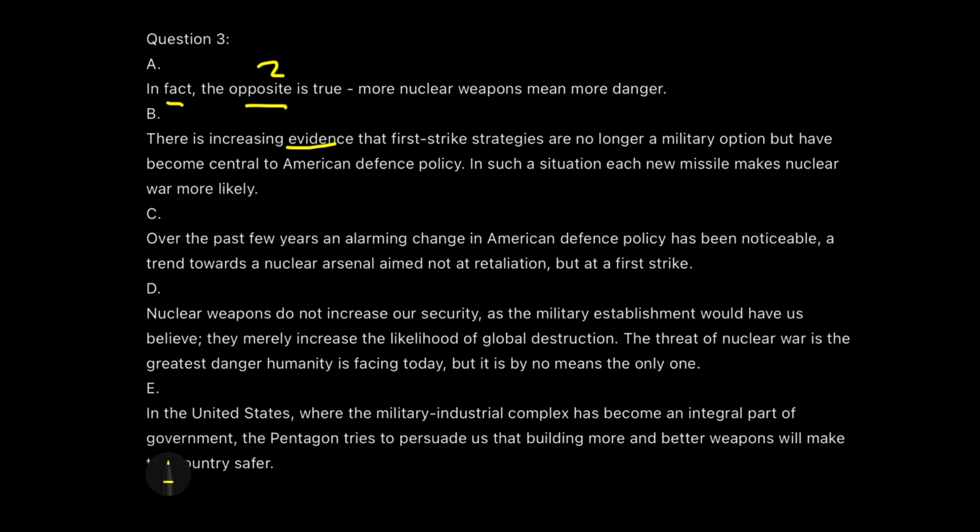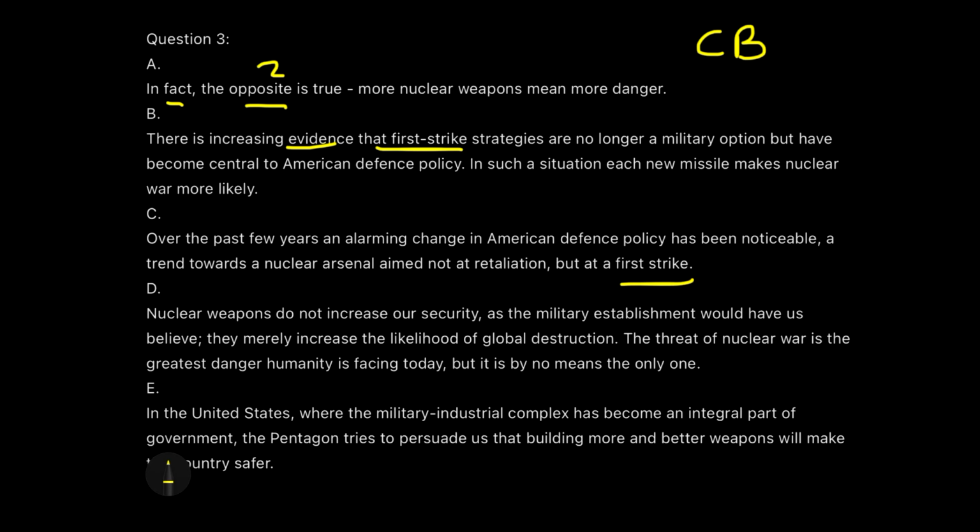All right. Moving next. Over the past few years, an alarming change in the American defense policy has been noticeable, a trend towards a nuclear arsenal aimed not at retaliation but at the first strike. First strike, first strike. Connection. Do you find any connection between C and B? I do. C is followed by B.